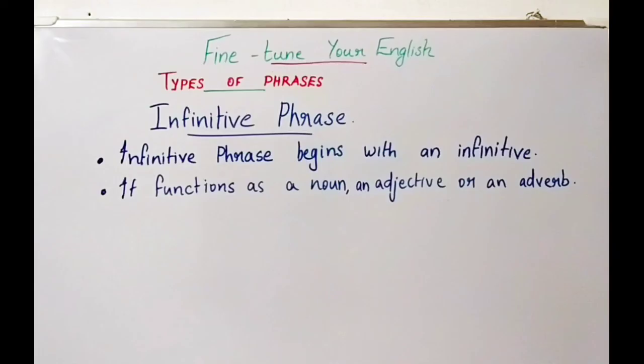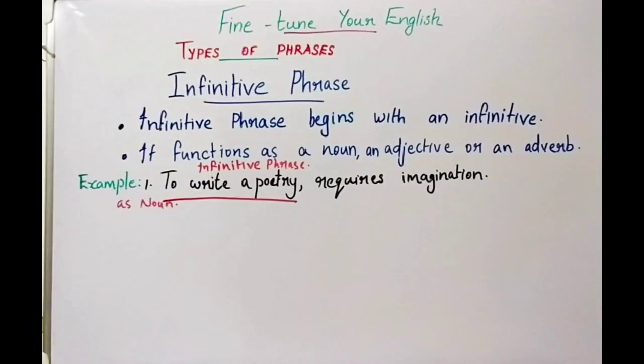Okay, then let's move on to the main topic, infinitive phrase. What is an infinitive phrase? An infinitive phrase begins with an infinitive. It can be a bare infinitive or a to infinitive. It functions as a noun, an adjective, or an adverb in a sentence. Okay, we can discuss it with the help of the examples given here.